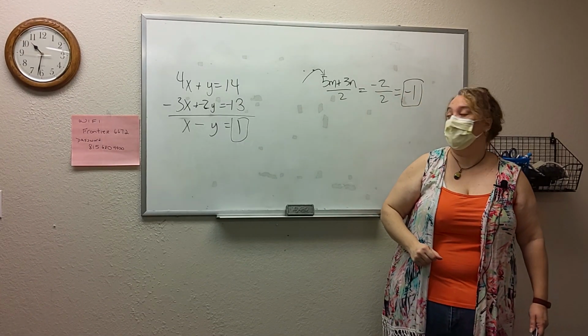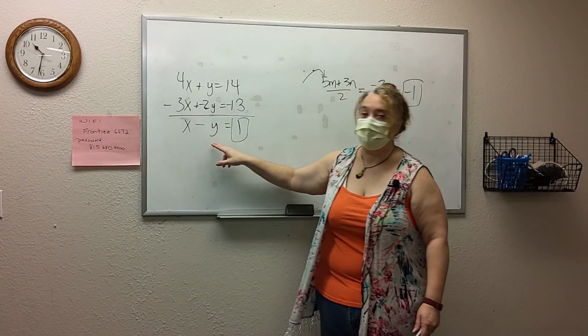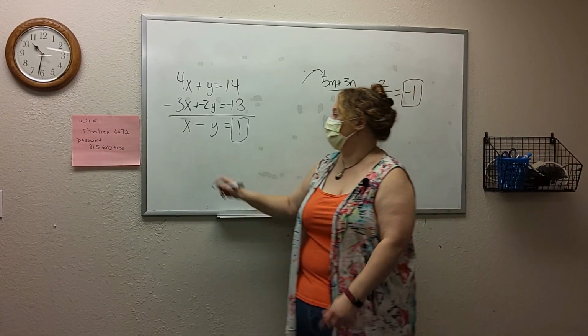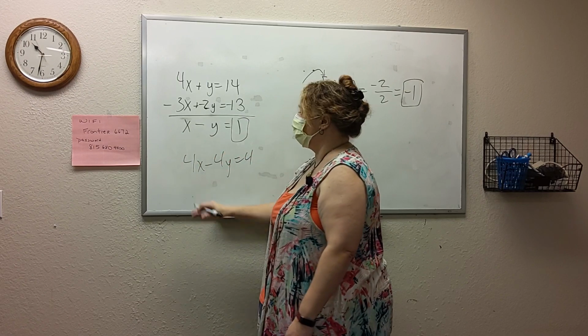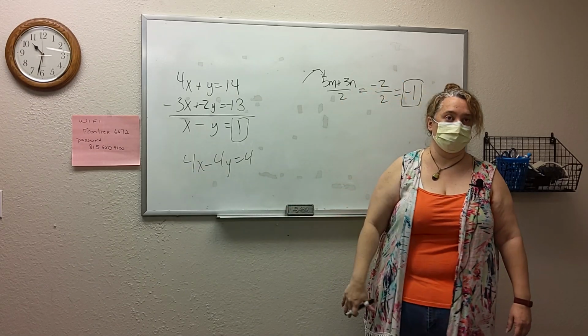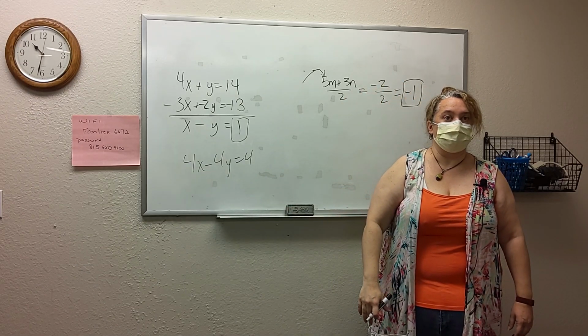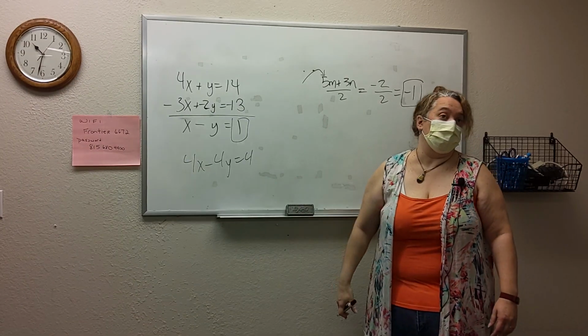Okay. Every once in a while, you won't get exactly what you wanted. You might get 4x minus 4y. Okay, great. If I get 4x minus 4y equals 4, no big deal. I'm just going to divide everything by 4 to get my x minus y. So every once in a while, you might get a multiple of what you want. Just divide so you can get what you want.